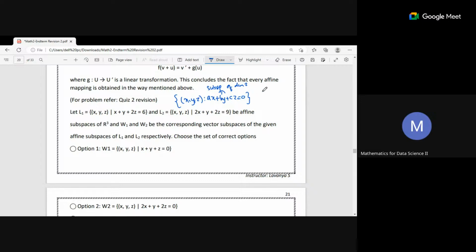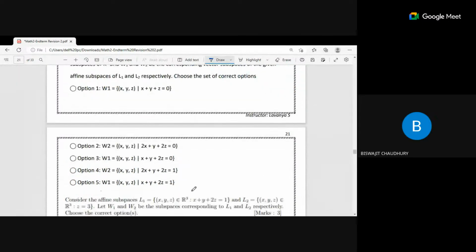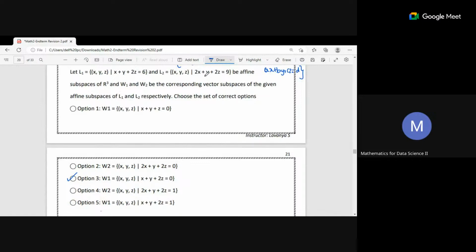And what is the corresponding affine subspace for this given subspace? At the place of 0, you will have some other constant. That's all. This is the corresponding affine subspace. Now L1 and L2 are given to be affine subspaces. So what are the corresponding subspaces? It is very easy to tell. x plus y plus 2z equal to 0 and 2x plus y plus 2z equal to 0.